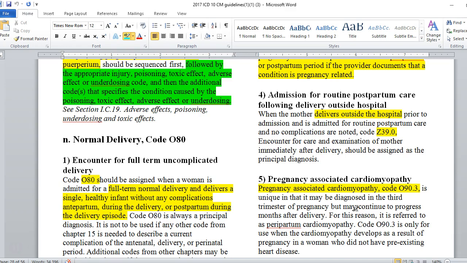So when the mother delivers outside the hospital prior to admission and is admitted for routine postpartum care and no complications are noted, code Z39.0, encounter for care and examination of mother immediately after delivery, should be assigned as the principal diagnosis. So again, there are a lot of people that birth at home, but if there's anything wrong with the baby, they're going to take mom with them as well. So again, Z39.0, someone doesn't make it to the hospital, Z39.0.